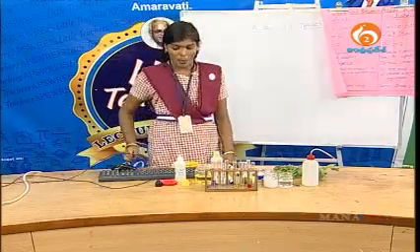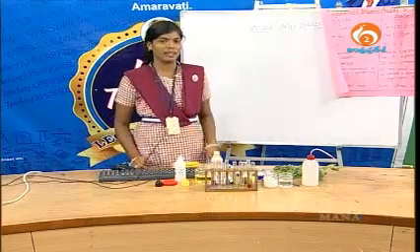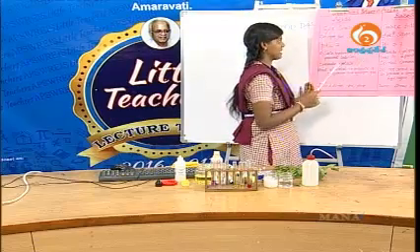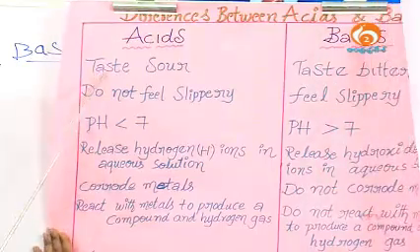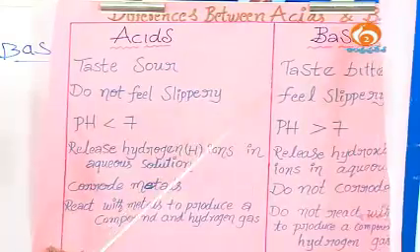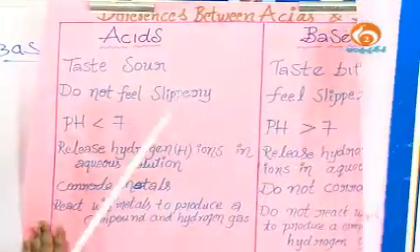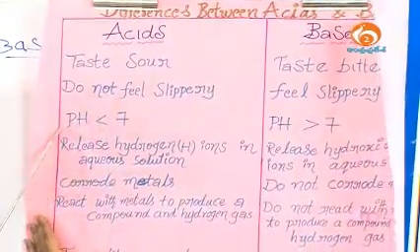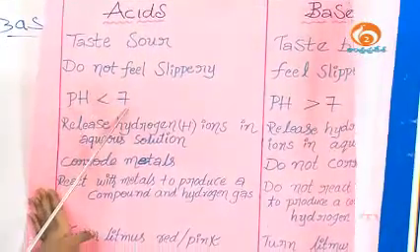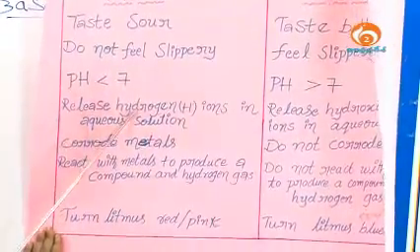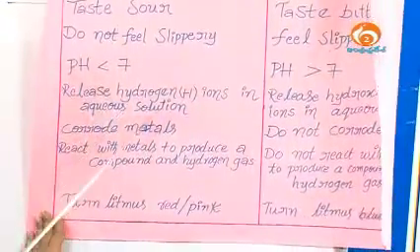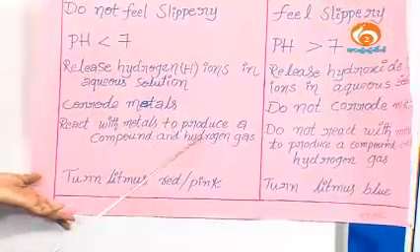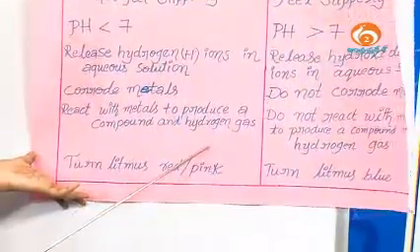Friends, we know the properties of acids and the properties of bases. Look at this. Acids have sour taste and bases have bitter taste. Acids don't feel slippery. The pH value of acids is less than 7. They release hydrogen ions in aqueous solution. They react with metals to produce a compound and hydrogen gas.